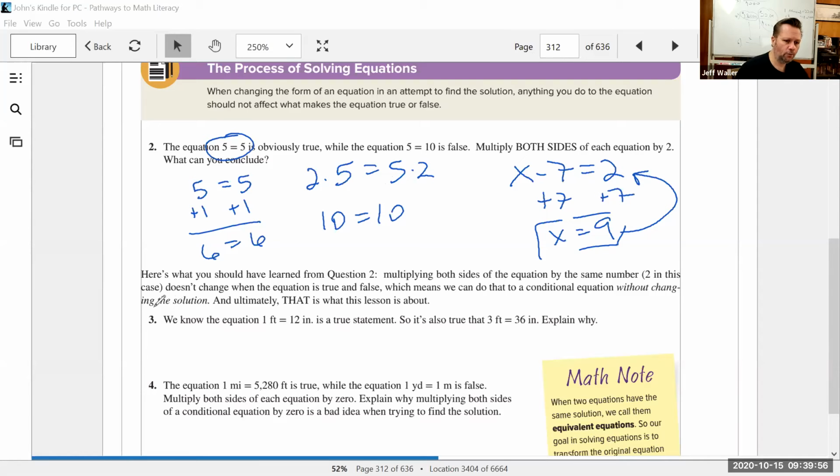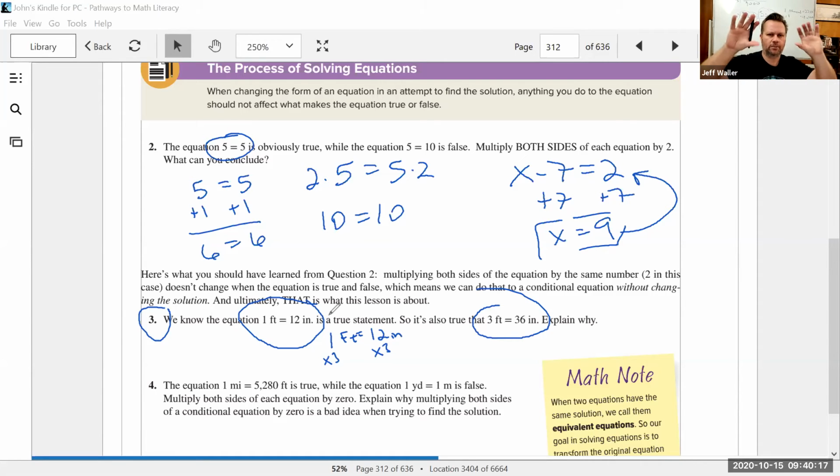And then it wants you to realize we've actually kind of used this idea before. 1 foot is 12 inches, so therefore 3 feet is 36 inches. And why does that make sense? Because I took the statement 1 foot equals 12 inches, and I just multiplied both sides by 3. So if I have a true statement and I do the same thing to both sides of that statement, the statement is still true. If I have a false statement and I do the same thing to both sides, the statement is still false.